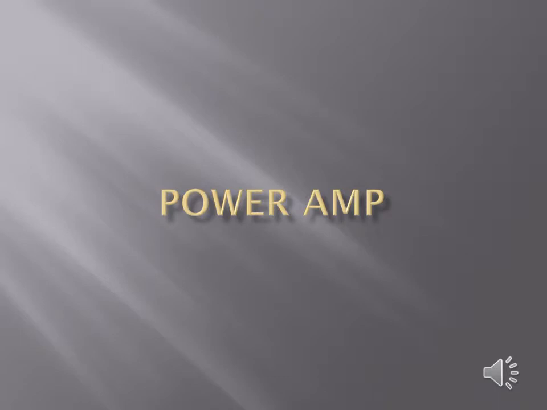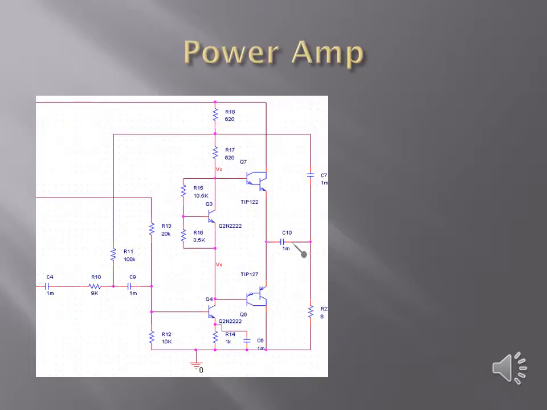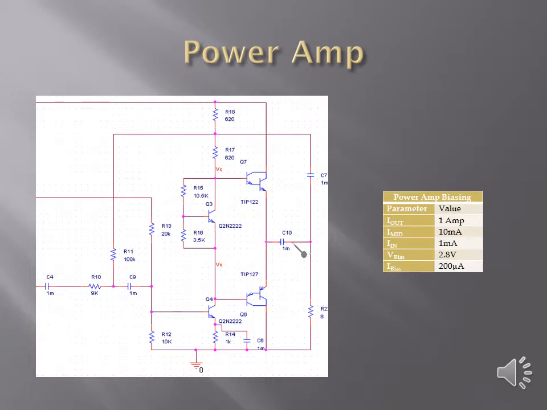The final part of the circuit is the power amp. The power amp was designed for a gain of 10 and is shown in the figure. The biasing for the power amp was chosen as listed in the table.